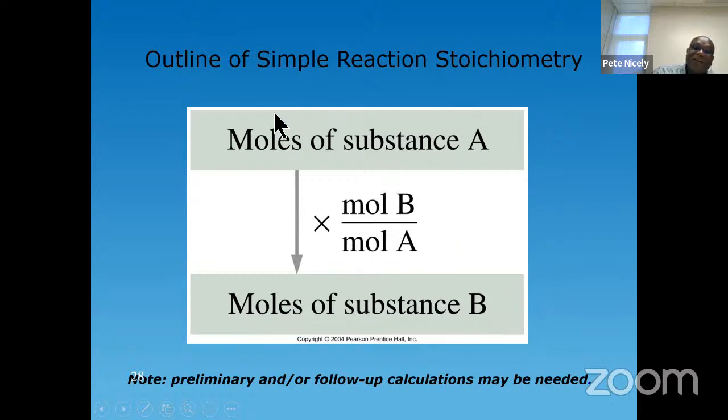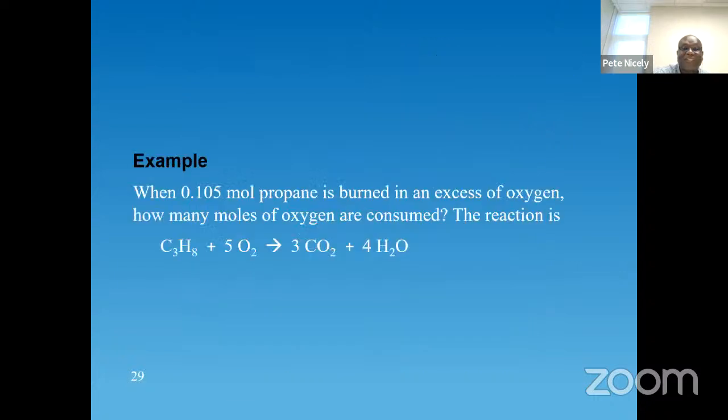Now, more than likely what will happen is that you may need to do some preliminary calculations to get the moles of substance A, and you may also need to do some calculations from the moles of substance A to determine some other values. And we're going to see some examples of this shortly. In fact, here's one example right now.